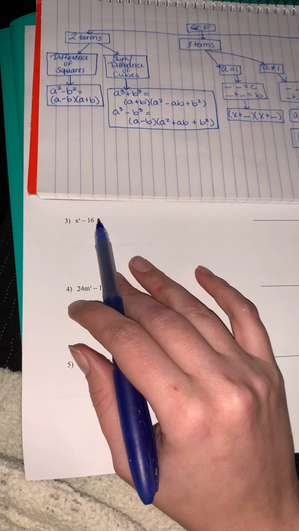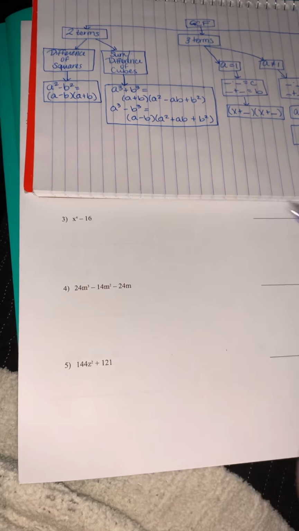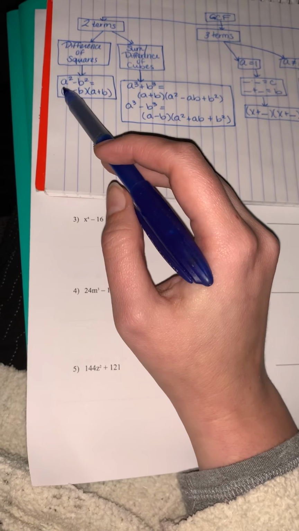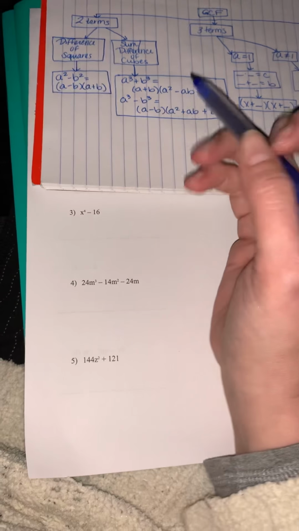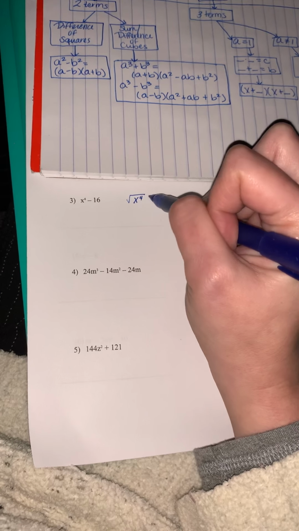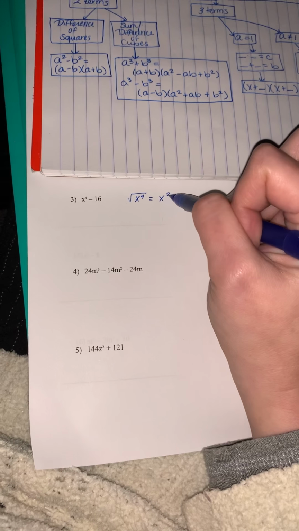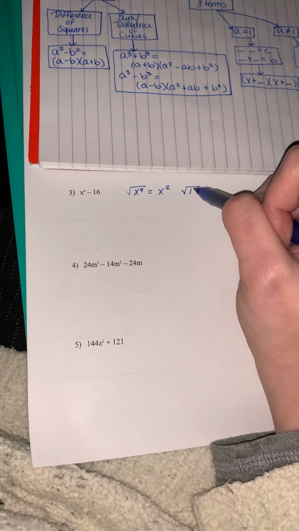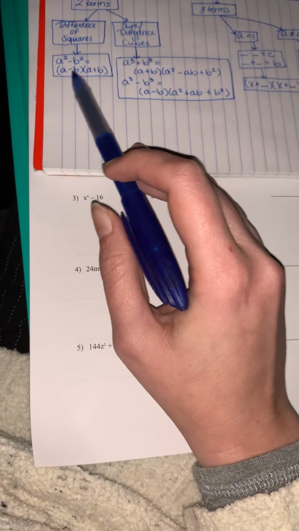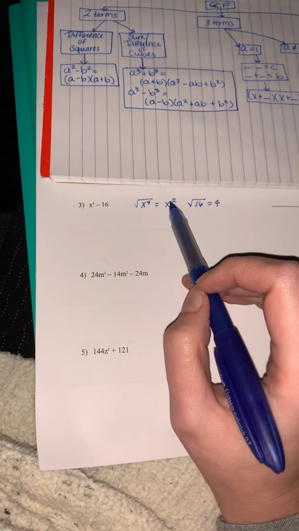But then 16 is 4 squared, right? So this is difference of squares, okay? So I want a squared minus b squared, right? And then this is how you do it, remember? So you do the square root of x to the 4th is x squared, and the square root of 16 is 4. And then you do a minus b, a plus b. So this is a, and this is b.